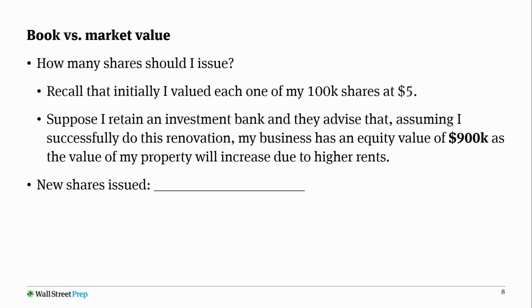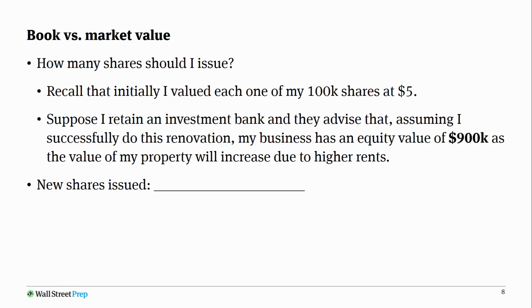They're advising that, assuming I successfully do this renovation, they're trying to figure out what the equity is going to be worth. Assuming you get this $150,000 and you're successful in getting all this done, they crunch the numbers to figure out what the business might look like now that it's generating those higher rents. And they arrive at the notion that maybe the equity value is around 900,000, right? We're going to talk about this more specifically in just a minute. But the investment bank, trying to figure out what investors might be willing to pay, isn't really thinking about the value of your business in terms of how much equity you originally put in.